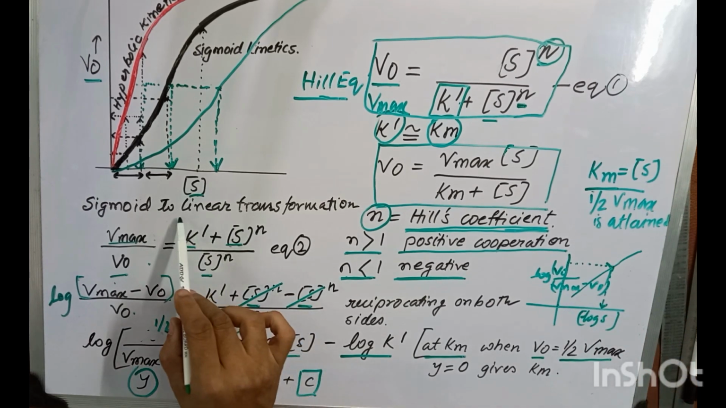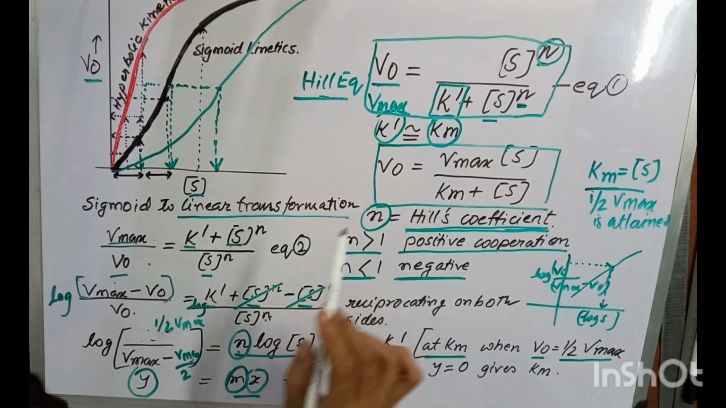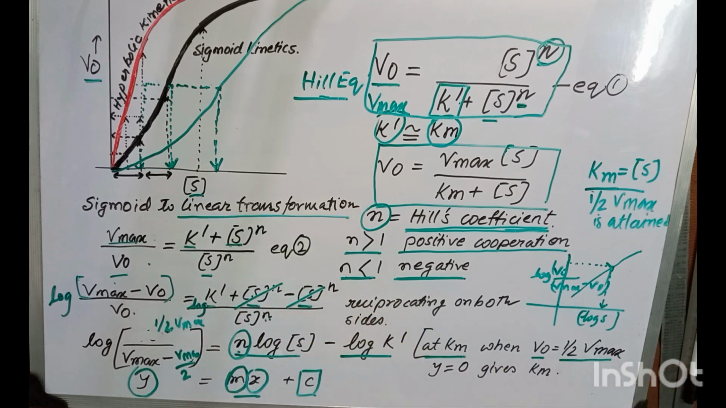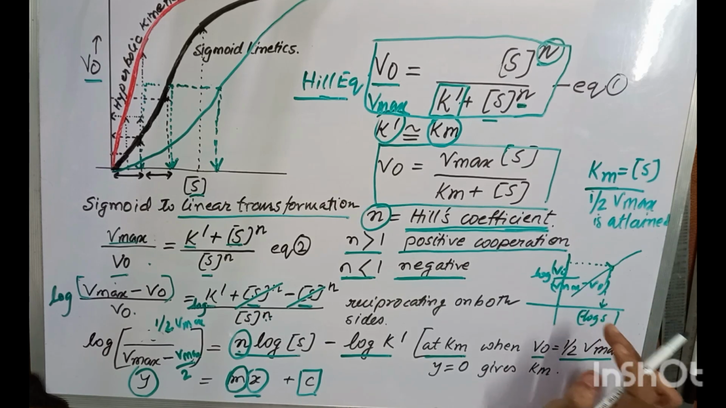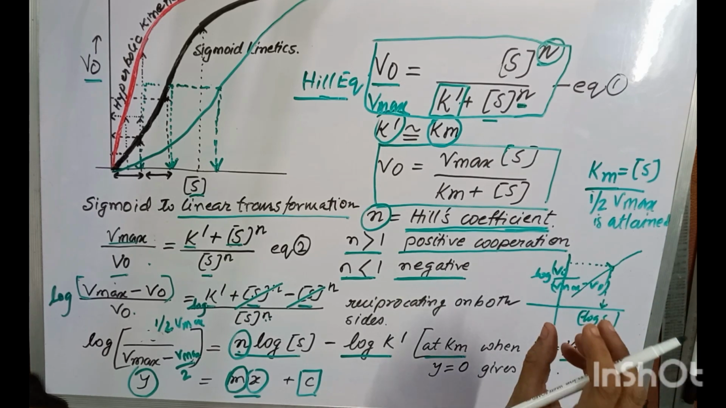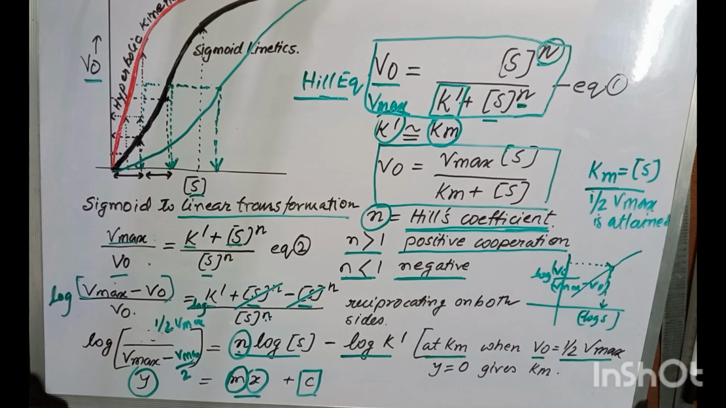Why do we transform this sigmoid kinetics into the linear form? To obtain the Km. And why do we get that? Because if we have a straight line, we always have a zero value of the y-axis, and that zero value of the y-axis plots to the Km, the log s value, and this log s value is basically the Km.